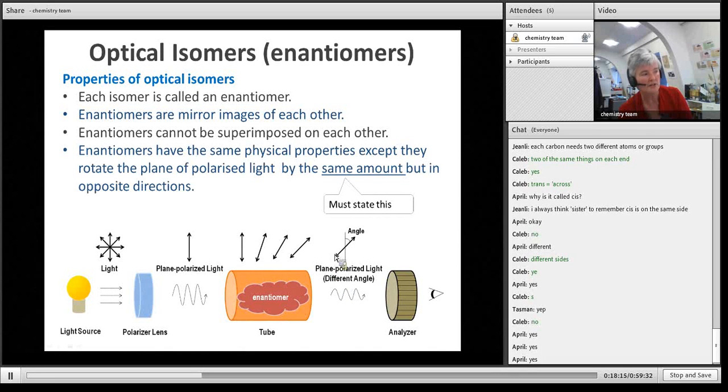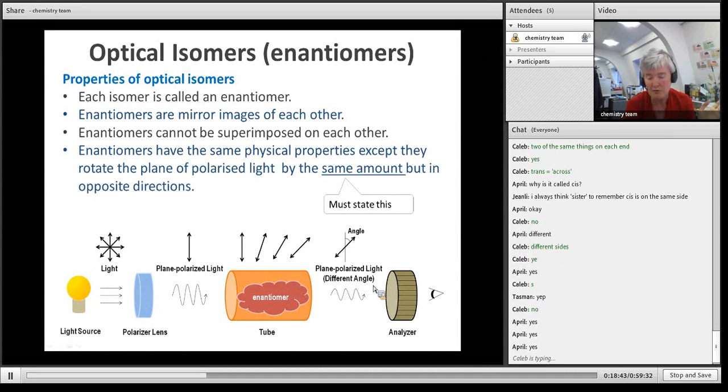So if it came in vertical, it's now at a different angle. So you have a Polaroid lens here, your tube in the middle, and then a detector. This is the analyzer detector, and this is where you turn it to see at what angle the light has come through. And that differs in enantiomers. If one rotates it by 10 degrees to the right, the other enantiomer will rotate it by 10 degrees to the left. So they rotate it by the same amount, left to right.